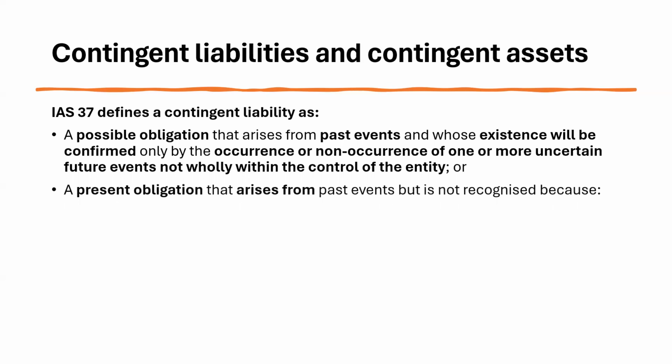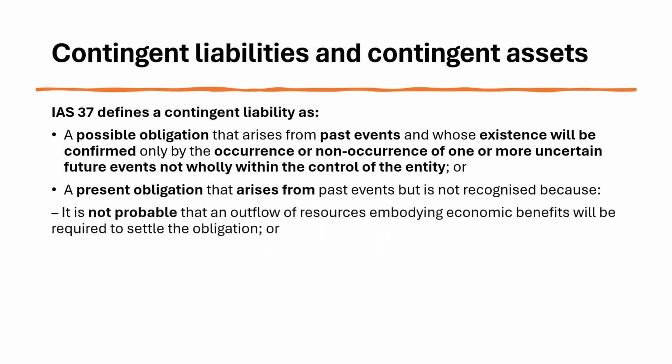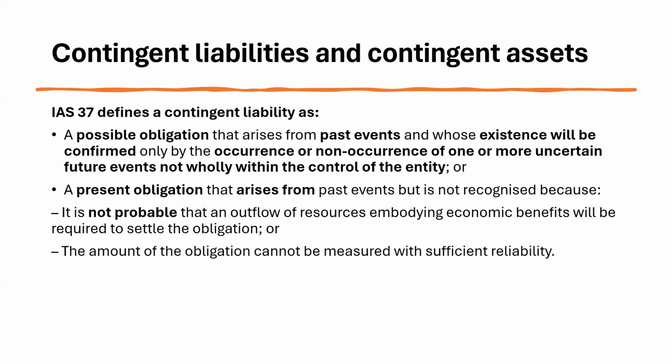Okay. So a present obligation that arises from past events, but it is not recognized because it is not probable that an outflow of resources embodying economic benefits will be required to settle the obligation. It is not probable, or the chances of the occurrence of the event are minimal. So the amount of the obligation cannot be measured with sufficient reliability.